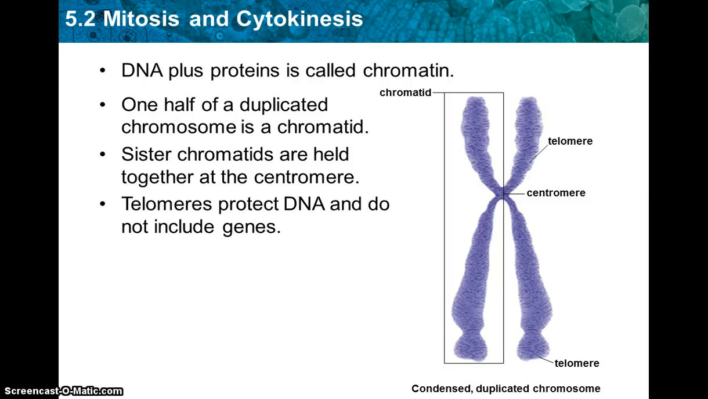So here we go. We have the chromatid, which is going to be the half. We have the centromere, which is right in the middle, and the telomeres at the ends, which actually stops it from combining with other DNA. If you're having troubles with these definitions, they are all on page 131 as well.